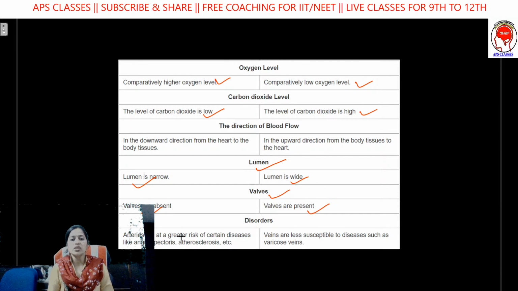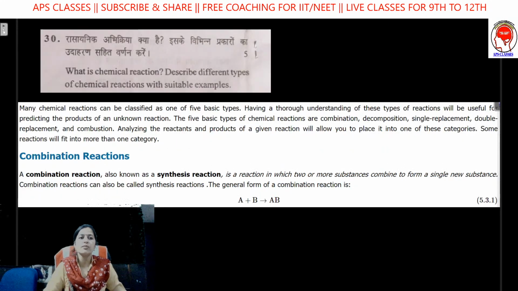And there are some disorders related to the arteries and the veins. Arteries are at a greater risk of certain diseases like angina pectoris and atherosclerosis, etc., whereas veins are less susceptible to disease, with conditions such as varicose veins. So these are some important differences between the arteries and the veins.